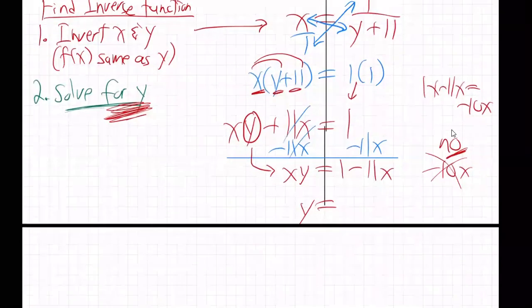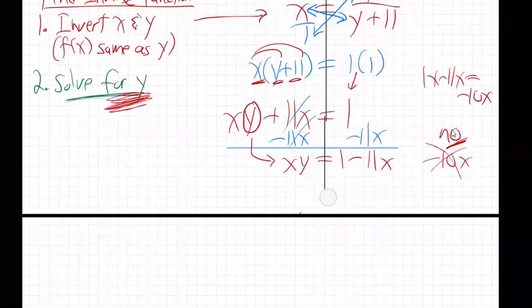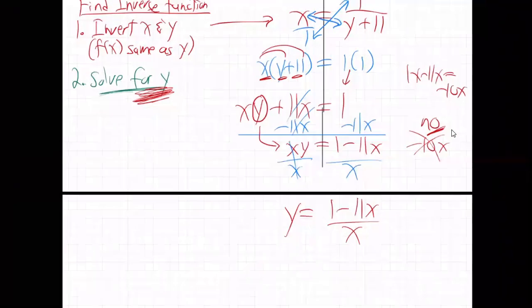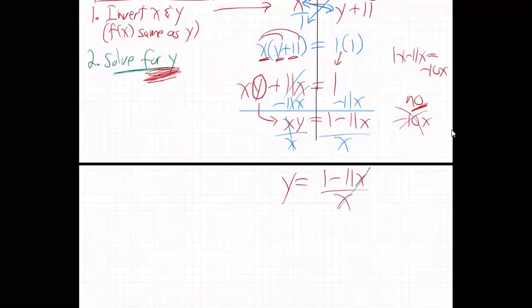So just trying to highlight algebra rules as we move on through here. All right, let's finish it up. Last step to get y alone: divide by the x on both sides. So we get y equals 1 minus 11x over x, like that. That good? And then very last step, just cancel these x's.